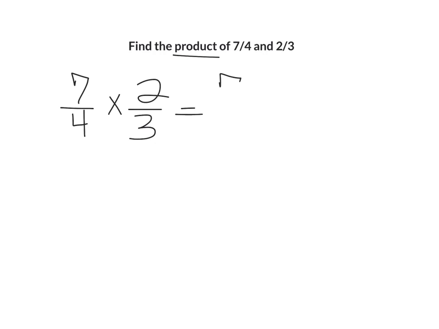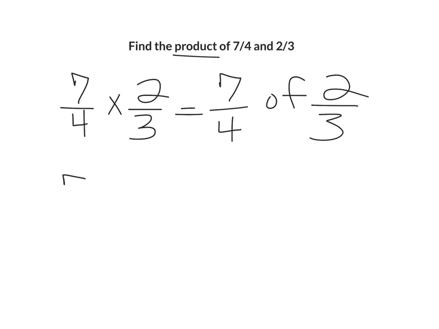Welcome back, mathematicians. Tonight we are going to find the product of 7/4 and 2/3. And what we can remember about product is that this means to multiply. So we can multiply 7/4 times 2/3. And what we can remember is that when we have that multiplication sign, what this really means is we want to know what 7/4 of 2/3.